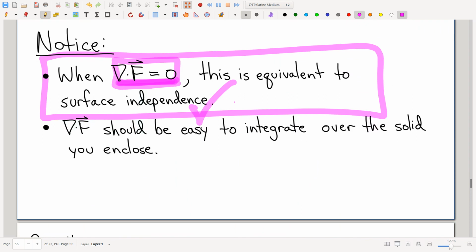Let's see how to say this. Surface independence is this special case of surface closing. Yeah, absolutely. So you've already thought this through. Yeah, right. So good. Okay.